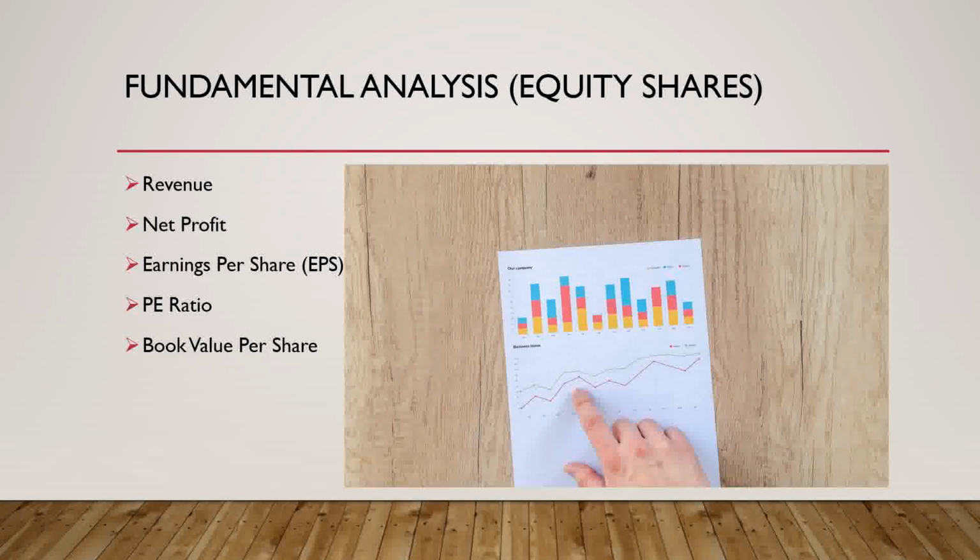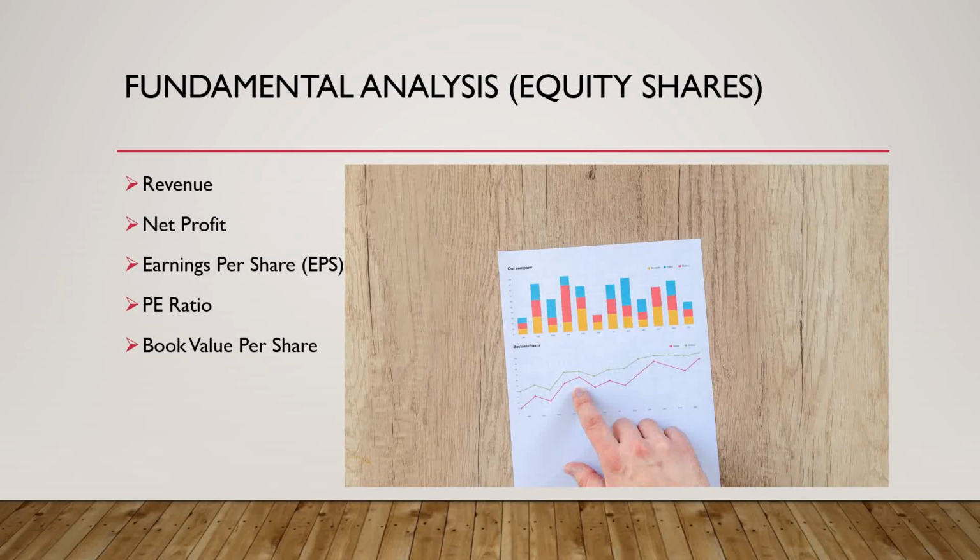Next comes the price to earnings ratio or simply PE ratio. This ratio compares the share price of a company to its earnings per share. PE ratio is used by investors and analysts to compare a company's value against similar companies in the same industry or for a single company across a period of time. PE ratio helps to determine whether a share is overvalued or undervalued.